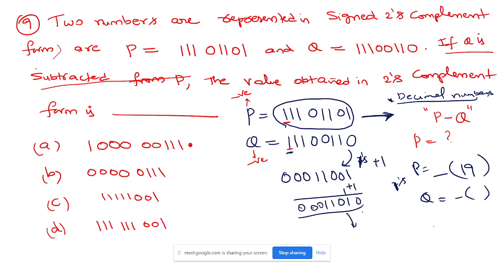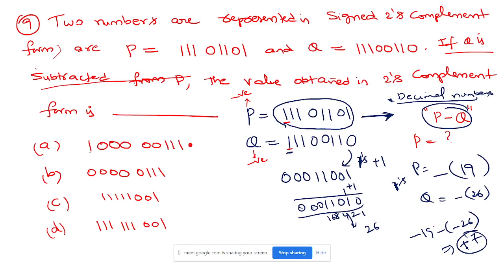Okay, so what is its value? This is 1, 2, 4, 8, 16. 16 plus 8 is 24. 24 plus 2 is 26. Q is minus 26. Now what are they saying? Q is subtracted from P. If you subtract Q, minus 19 minus of minus 26 is nothing but what? Plus 7.